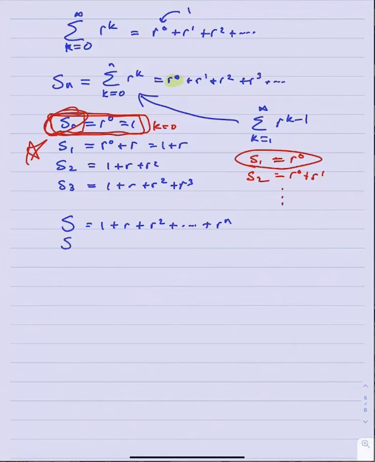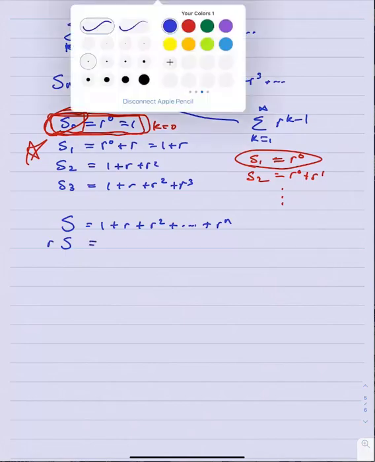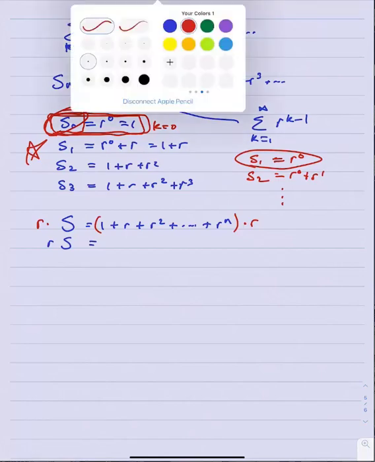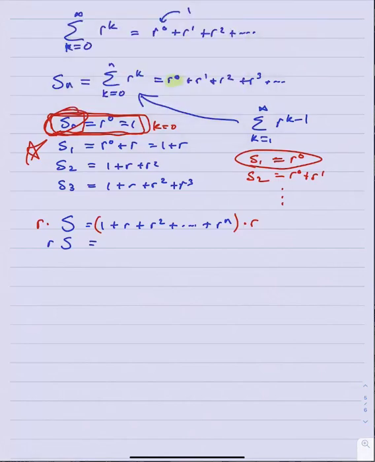Let's take that same sum and multiply it by r, which of course means what I'm really doing is just multiplying both sides of this equation by r. And when I do that, what do I get? I get r plus r squared plus r cubed plus dot dot dot. And if that last one gets multiplied by r, it becomes r to the n plus 1.